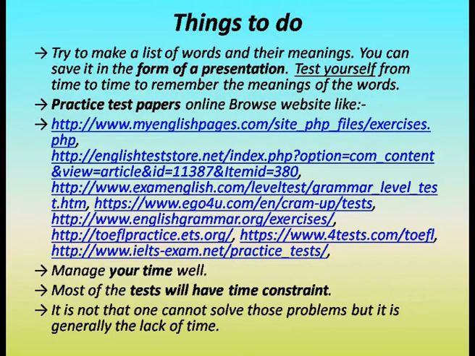You can save it in the form of a presentation. Test yourself from time to time to remember meanings of the words. Practice test papers online. Browse websites like the ones which are given below: www.myenglishpages.com, exercises, and the rest are given below.